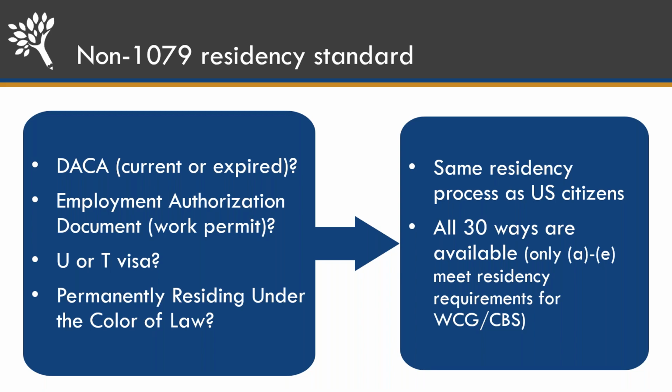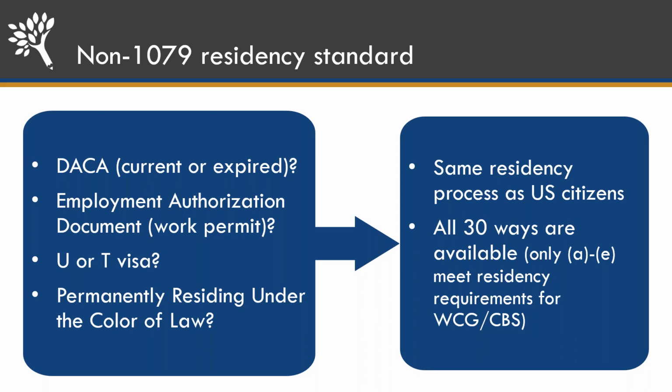It covers visa types and immigration statuses of folks who are known to be in the country, where the government knows they are here and doesn't plan to deport them. Your residency officers know who these are, and we have more information on our website based on immigration status of who would fall under these categories. But I think you're mostly going to see people with DACA or employment authorization documents.